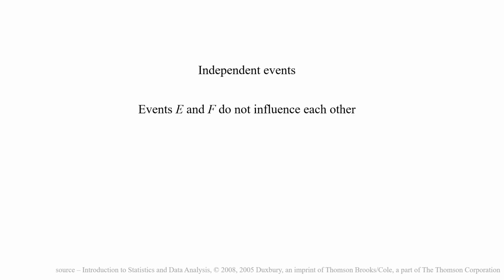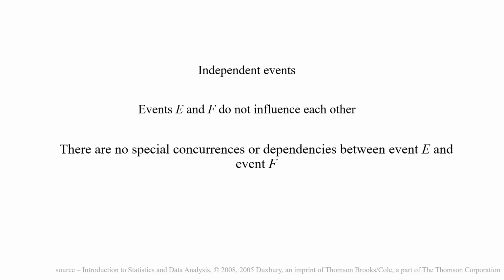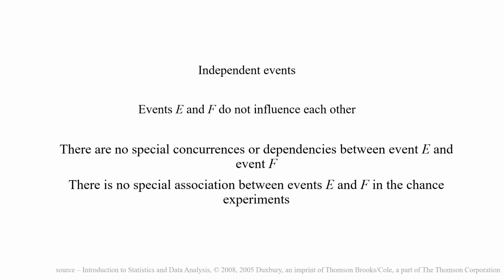Events E and F do not influence each other, meaning occurrence of one of the events does not alter the relative frequency of the other. There are no special concurrences or dependencies between event E and event F. There is no special association between events E and F in the chance experiments. Events E and F are independent of each other.